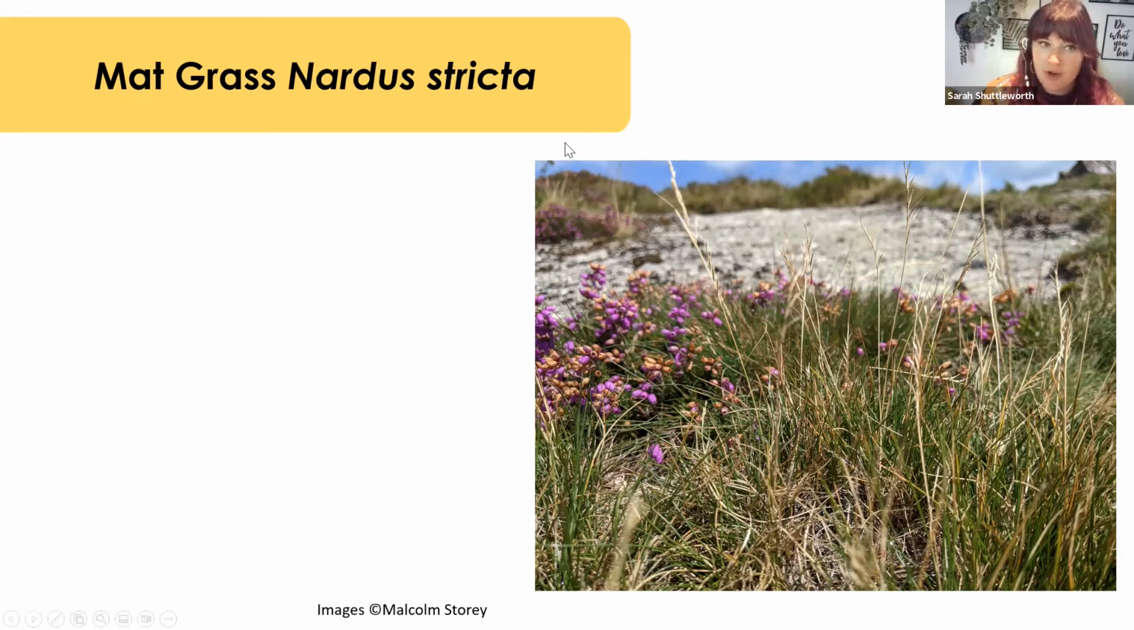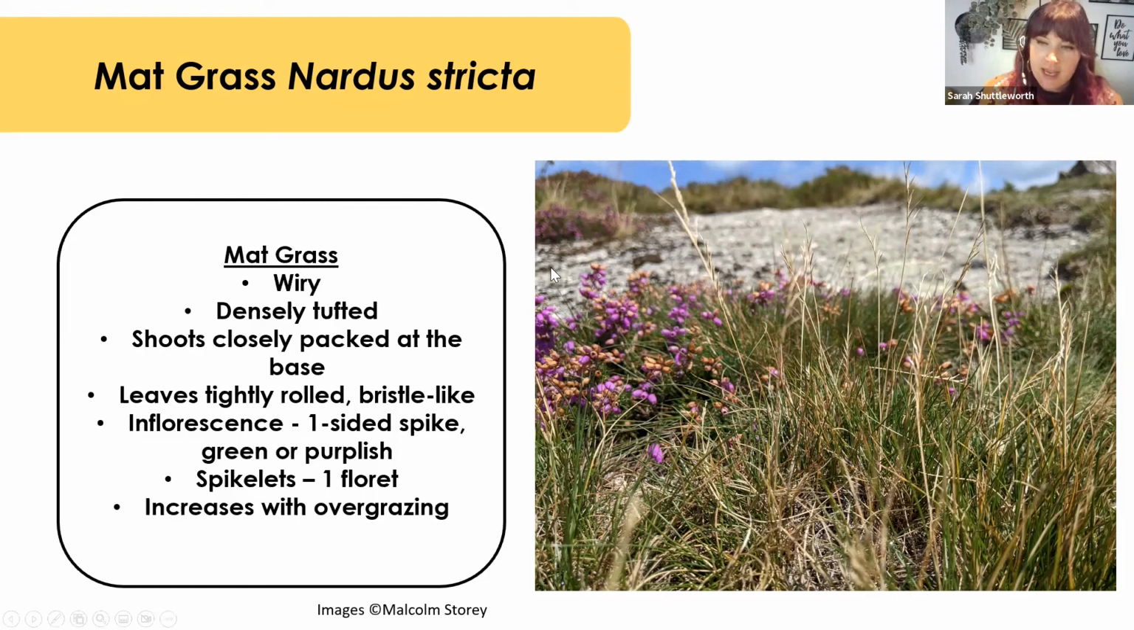This species, mat grass, again, a lot of my photos of this species are at the end of the season when it's finished and it's dropped its seeds, but we have got other photos as well. It's quite a classic one to find in acid grassland in the mosaic of heathland. It's also very, very common in the uplands. It can be quite dominant where perhaps there's been a lot of grazing, and it can dominate the area. Again, it's another wiry species and densely tufted. The shoots are closely packed at the base of the plant. The leaves are tightly rolled and bristle-like, so another one that gives that bristle-like appearance.